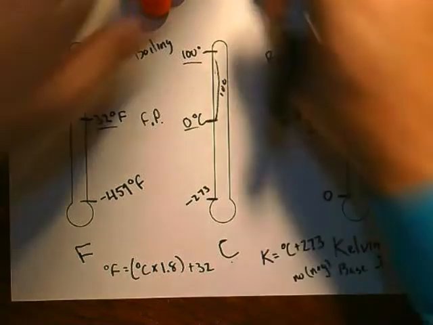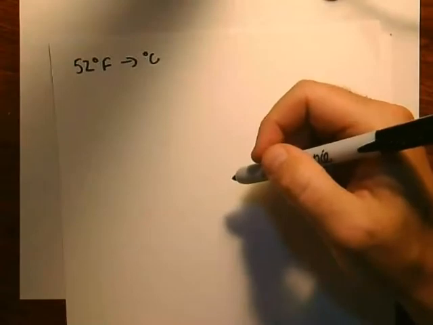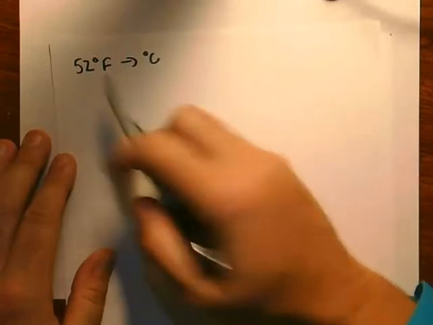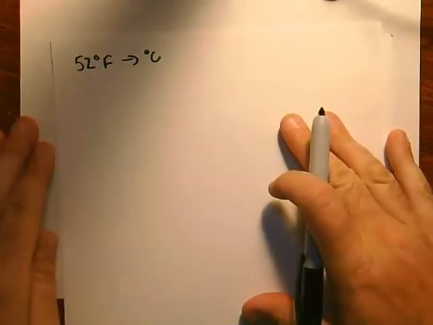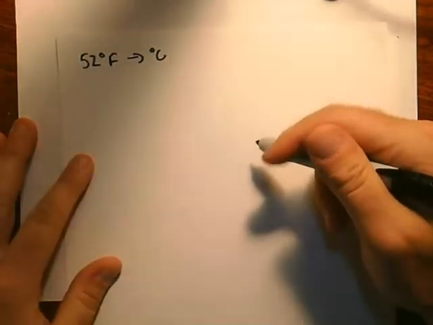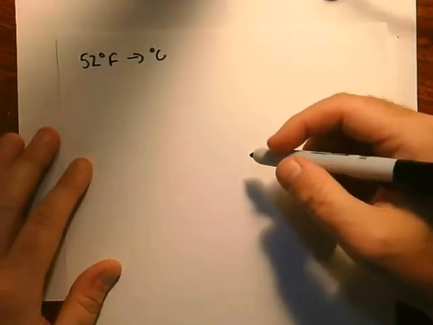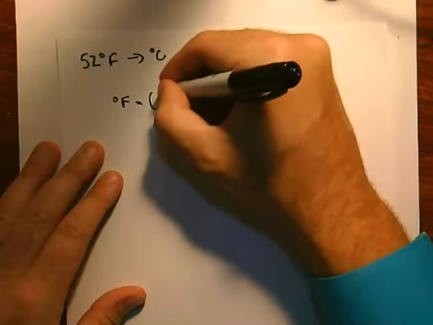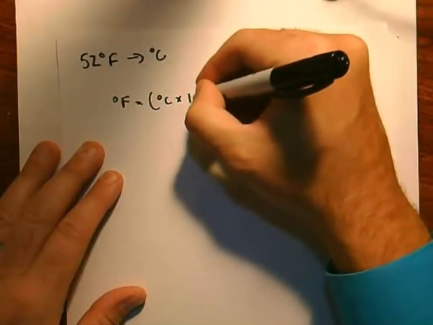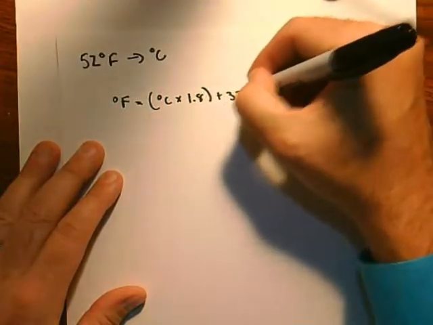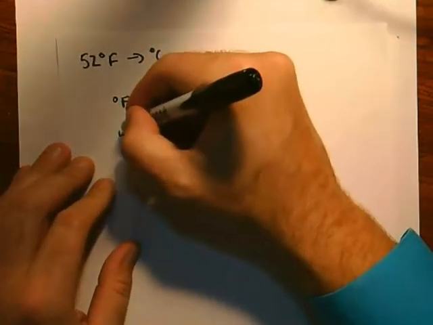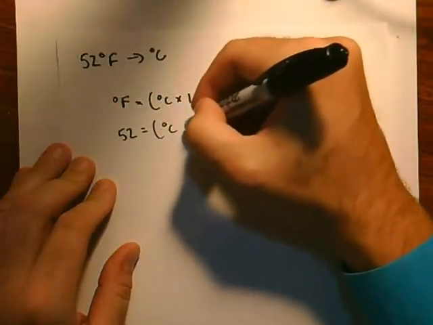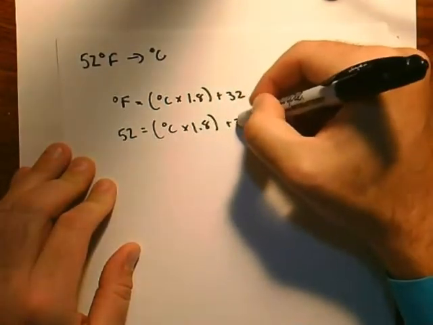So now let's do a couple of really quick conversion problems. Let's say we have a temperature of 52. We wake up in the morning and it's 52 degrees Fahrenheit out. We want to know what that is in Celsius. So we're going to use our conversion, which is degrees Fahrenheit equals degrees Celsius times 1.8 plus 32. We plug in 52 equals degrees Celsius times 1.8 plus 32.